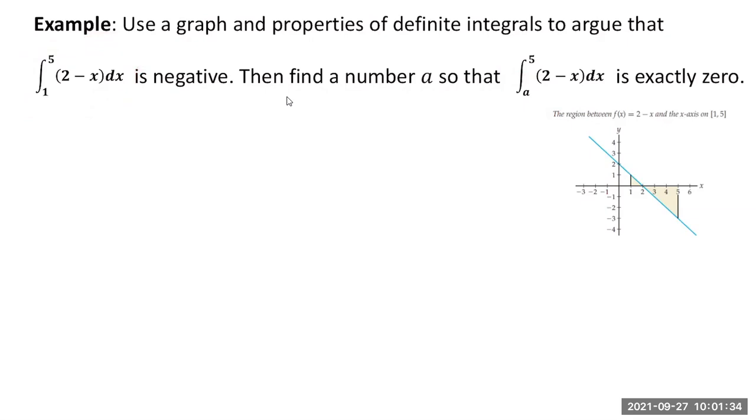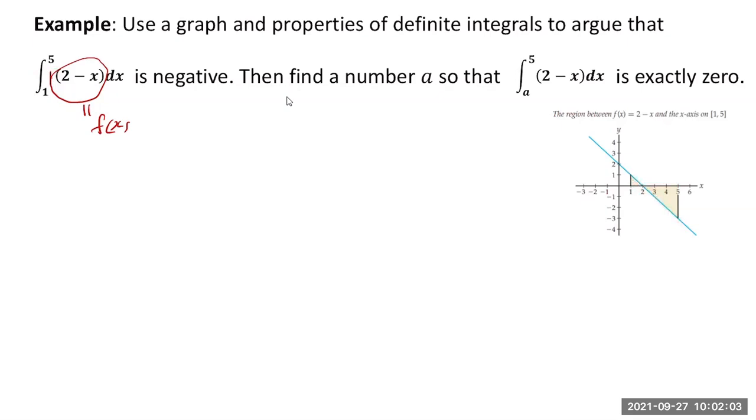First of all, notice that my f of x in this case is 2 minus x. This is my f of x. Now, if I graph my f of x on the interval 1, 5, because I'm concerned about the interval 1, 5, because my definite integral is from 1 to 5, you will get a graph like this.